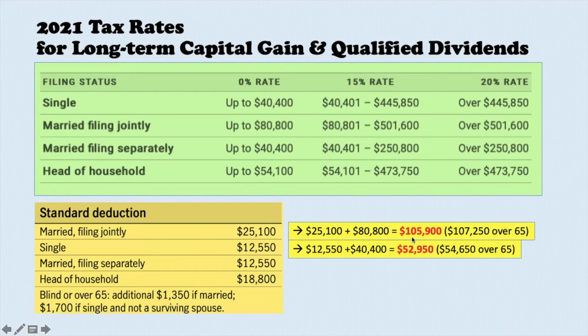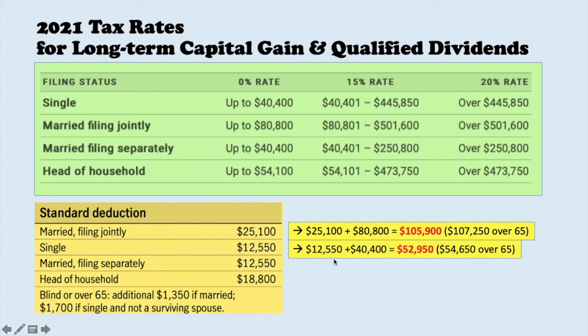Say if your long-term capital gain and other income together are more than this amount, $105,900, if you are married filing jointly, your long-term capital gain is going to be pushed to the next tax bracket, which is 15%. So anything above this amount, let's say if you have $10,000 more above this, then the $10,000 of your long-term capital gain will be taxed at 15%. The rest of the long-term capital gain is still taxed at 0.